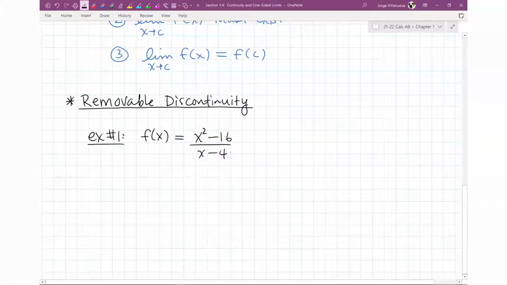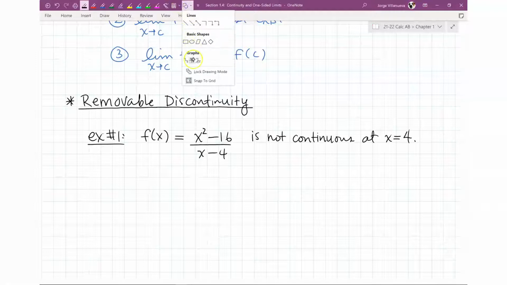So we know that this is not continuous where? Where is it not continuous? At 4, right? Because that would make the bottom equal to 0, so we have discontinuity. So this is not continuous at 4.